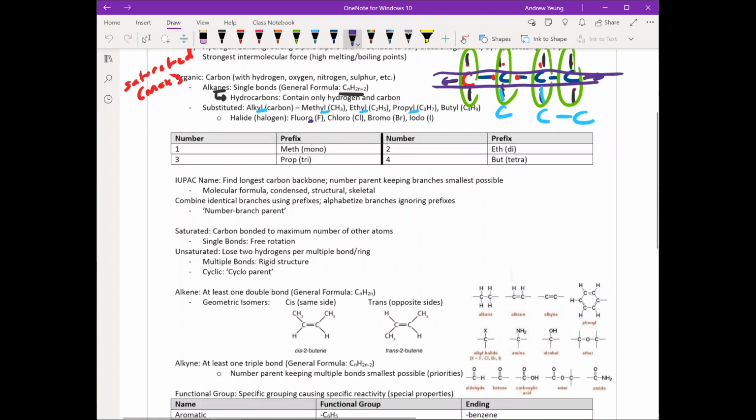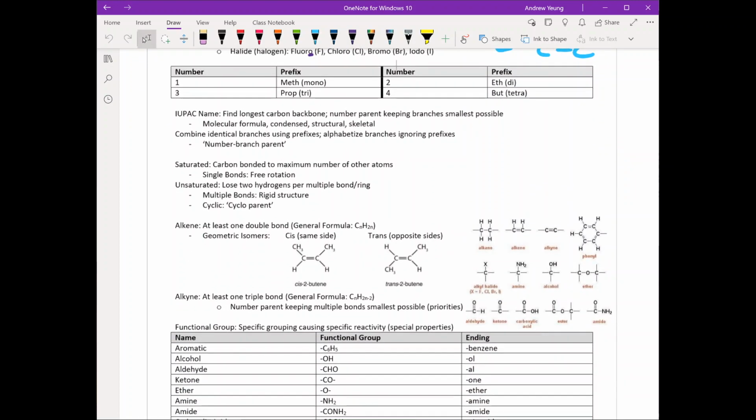Okay. So again, as I alluded to, the naming scheme was devised by this group here, IUPAC. IUPAC stands for the International Union of Pure and Applied Chemists. The only reason I bring that up here is sometimes you say, write the IUPAC name for this molecule. It's the naming rules that we know. We find the longest carbon backbone, don't double back on yourself.